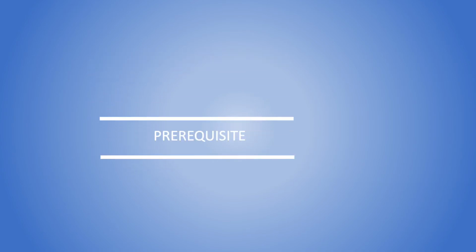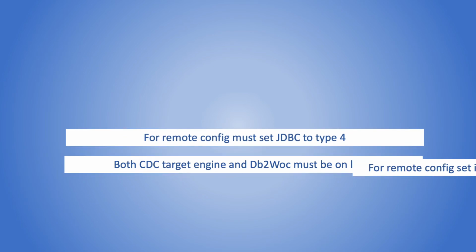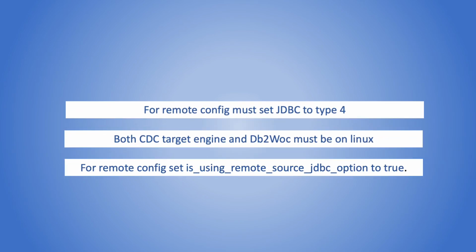Here are some of the prerequisites that we will have to keep in mind. For remote configuration in mirror bulk apply, we need to set up CDC with JDBC type 4 connection and set is using remote source JDBC option to true. Also bear in mind mirror bulk apply is supported when CDC and warehouse are on Linux.